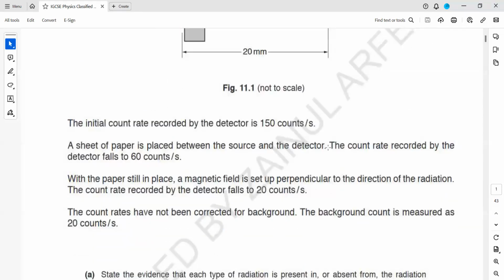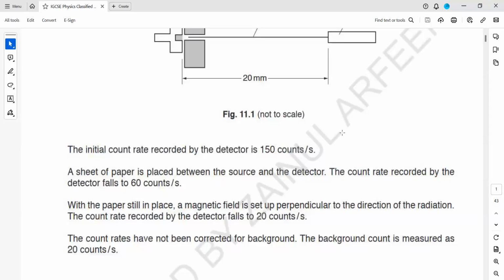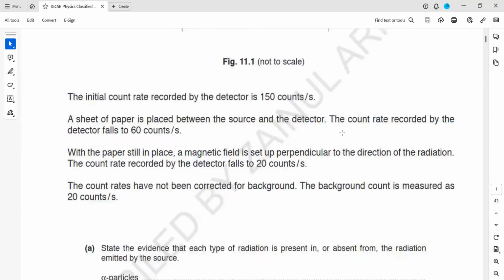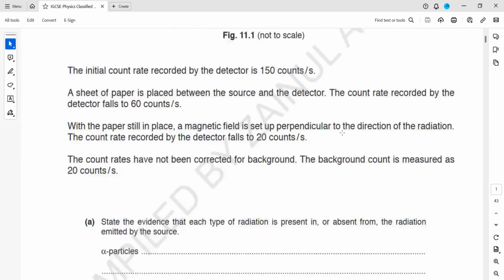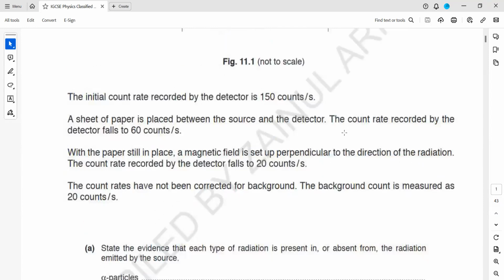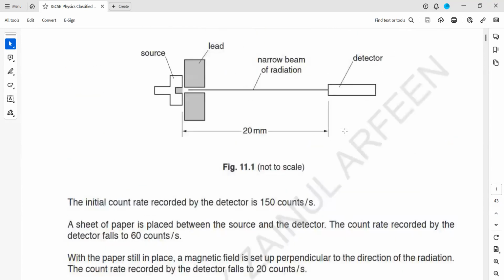The initial count rate detected by the detector is 150 counts per second. A sheet of paper is placed and the count rate recorded falls to 60. It was recording 150, and when we place a paper, the count rate reduced to 60. What can we say about the source emission? What kind of radiation is present? Is there an alpha? Yes, because the paper reduced the count, so there is an alpha.